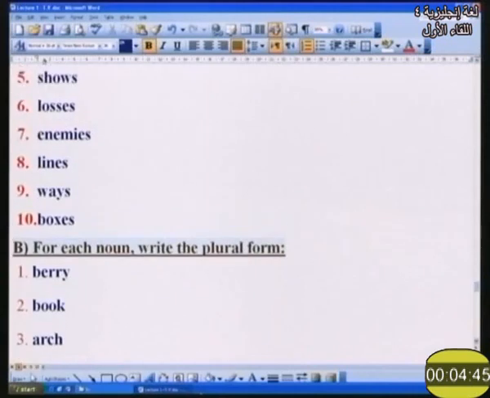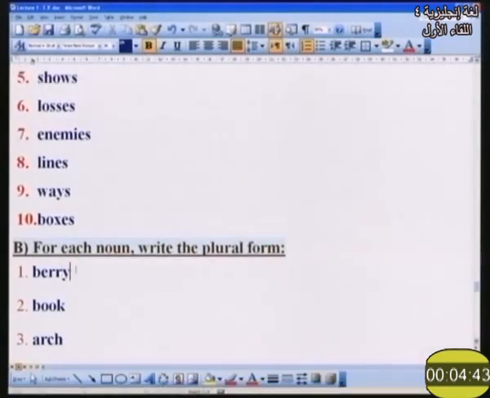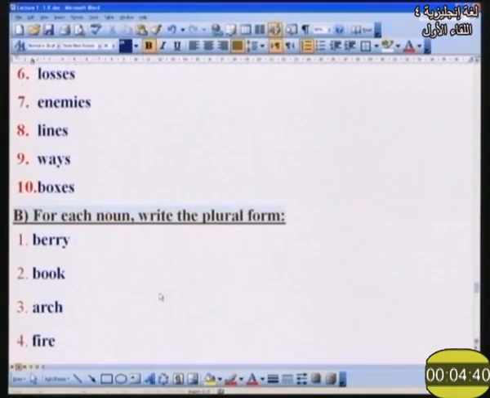The other exercise asks us to, for each noun, write the plural form. Berry. Berry ends with a Y. Before the Y there is an R. Then it becomes berries. Okay? Berries. We change the Y into IES. Book. Book is very regular. What we have to do is to add an S.